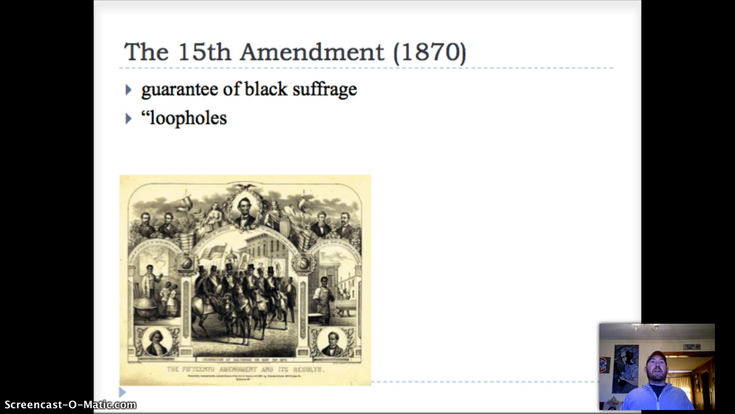Now, like a lot of things we talk about, it's not perfect because there were a couple of loopholes in it. It did not specifically say that Southerners could not restrict the right to vote from free blacks. As a result of this, the South found these loopholes and began to institute, or put into place, things like poll taxes, literacy tests, and other things that we'll talk about going forward.